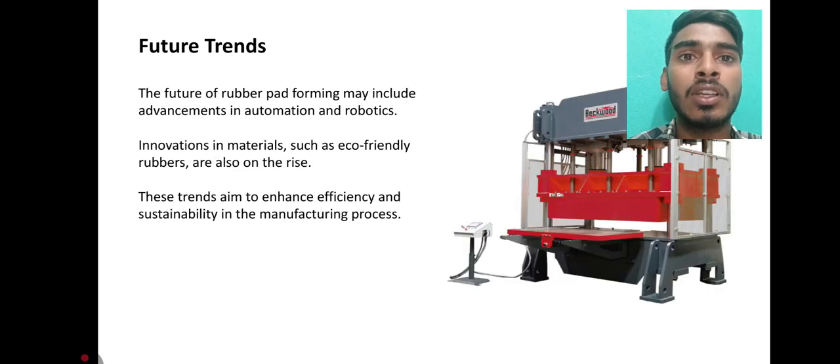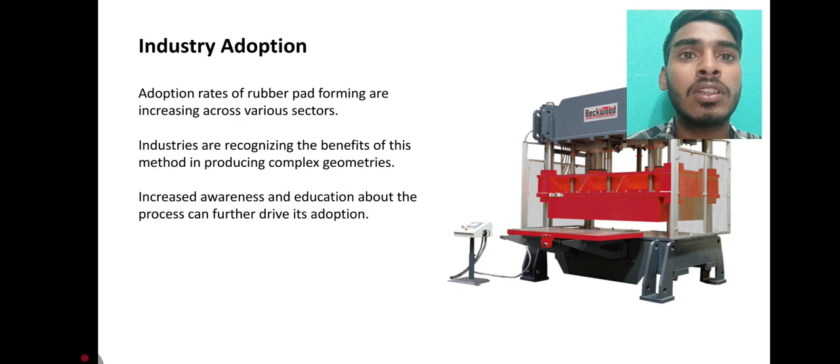Future trends. The future of rubber pad forming may include advancements in automation and robotics. Innovations in materials such as eco-friendly rubbers are also on the rise. These trends aim to enhance efficiency and sustainability in the manufacturing process.